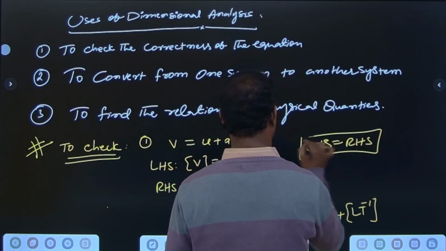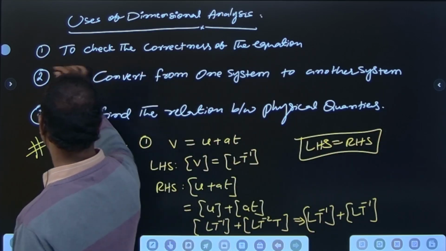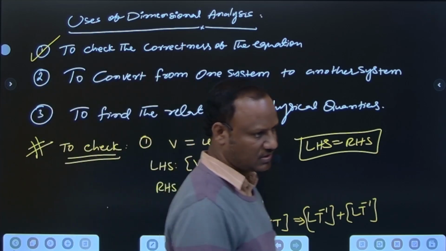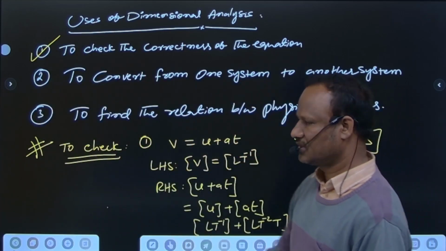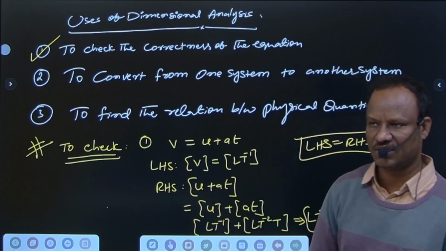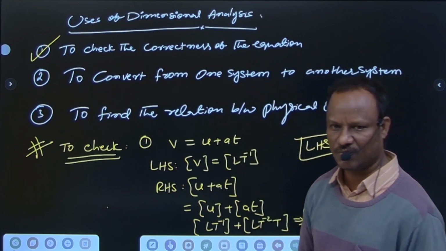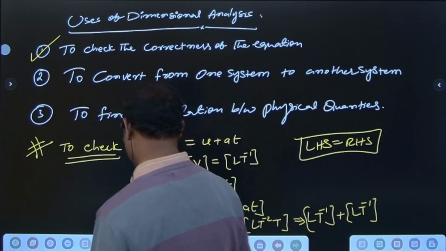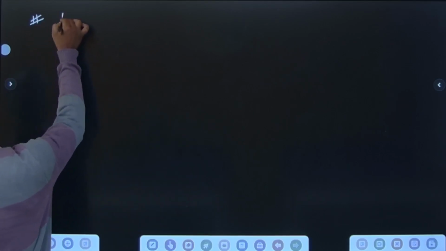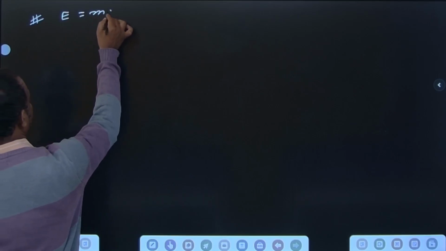RHS can be proved by using what? To check the correctness of an equation. How do you check the correctness of any equation? Take Einstein's mass energy equivalence equation. E is equal to what is the formula? mc squared. Okay, so if I take one more example, E is equal to mc squared.